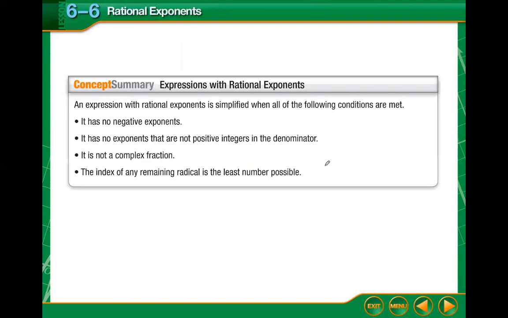And of course, we have our checklist to make sure that we have rationalized or simplified as much as possible, which means we have no negative exponents. There's no exponents that are not positive integers in the denominator. And the keyword here is not positive integers in the denominator. That is the only thing I am allowed to have in the denominator. We do not have a complex fraction, and the index of any remaining radical is the least number possible. So if I can write it as a square root instead of a 4th root, that is what I want. We want the lower index.